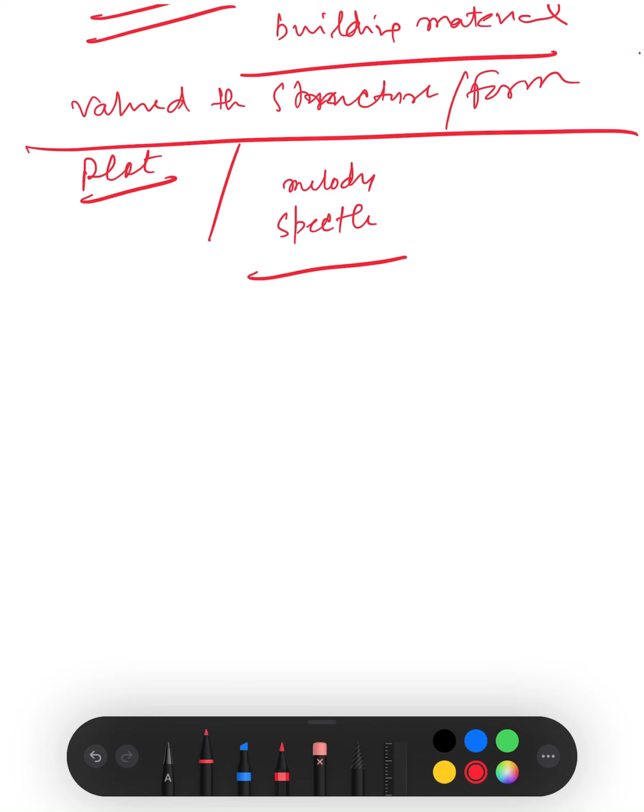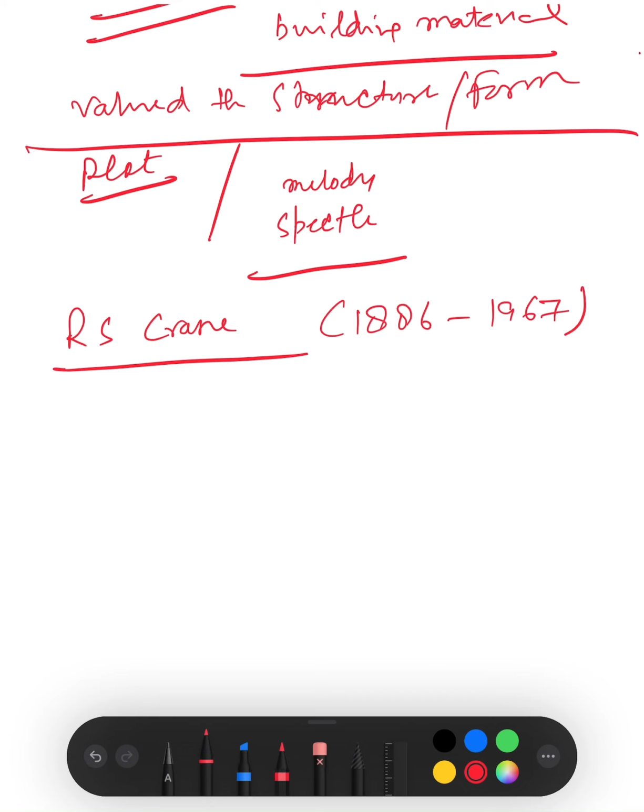Despite the reaction, the Chicago School is considered by some critics to be part of the new criticism movement because both of them focused on the text. If you talk about the founder critic of this movement, we always mention the name of R.S. Crane. R.S. Crane is considered the founder of Chicago School of Criticism.